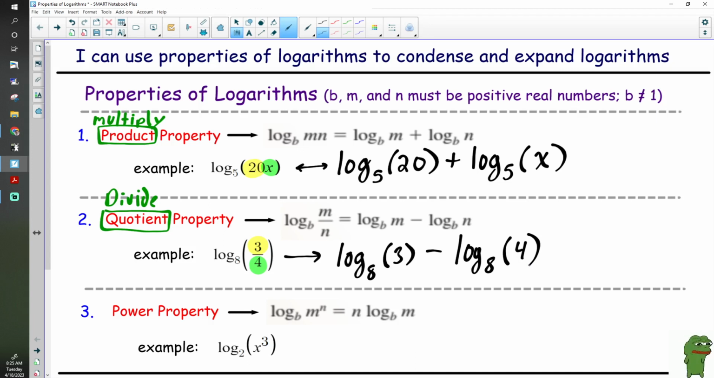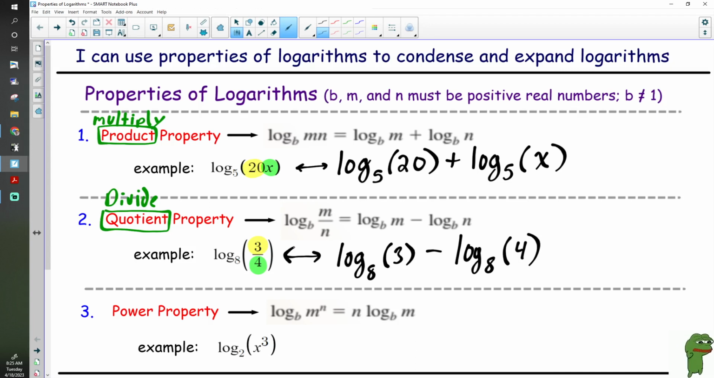And just like before, this goes both ways. If I give you a single log and ask you to expand it, you would write this as two separate logs pulled apart. If I gave you this left side we just wrote down and asked you to condense it, you could be like, oh, I have a log minus a log. I'm going to rewrite it as one log and divide my numbers.